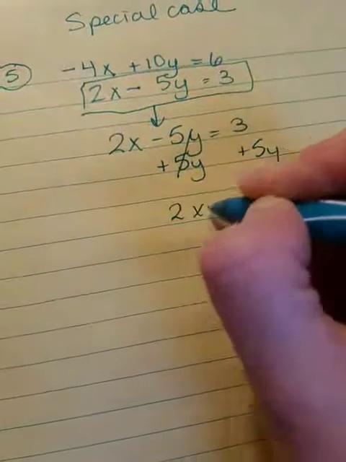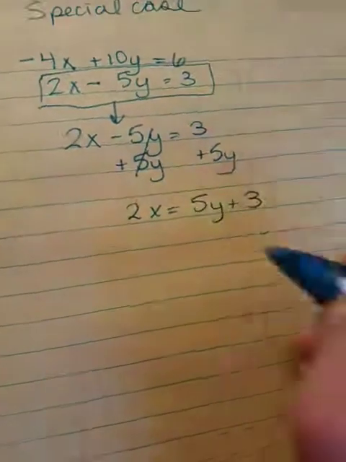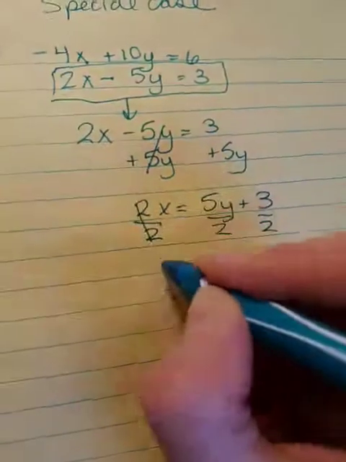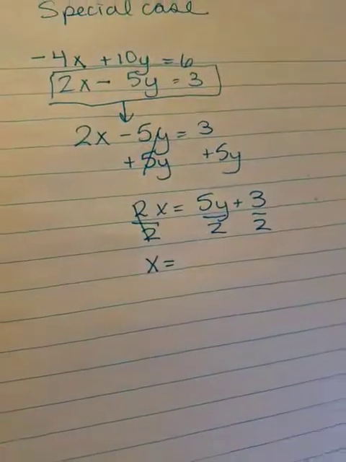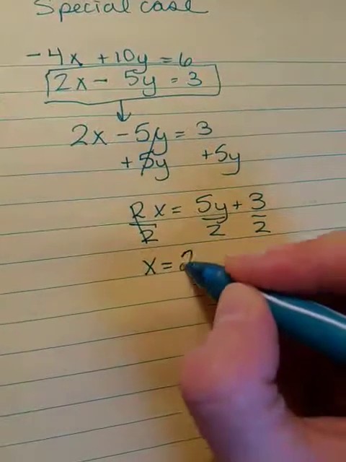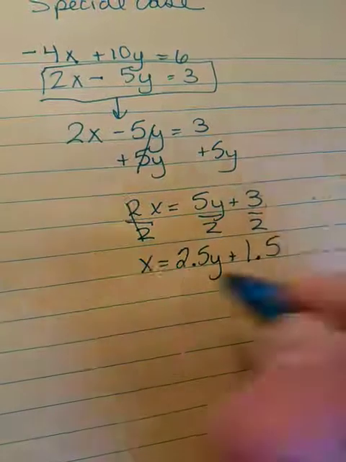So I have 2x equals 5y plus 3. Then I have to divide everything by 2. I do get decimals for this one. You can leave them as fractions, but I know a lot of you like decimals better. So 5 divided by 2 is 2.5y, and 3 divided by 2 is 1.5.